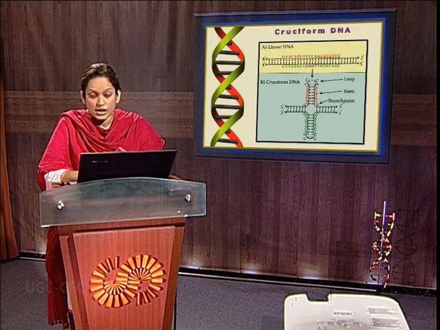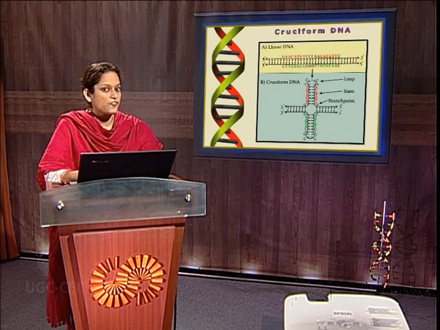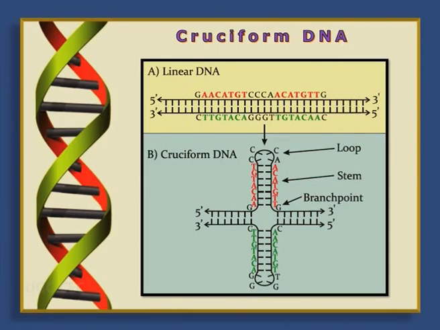Let's start with the cruciform DNA. The cruciform DNA, as you can see, is a cross-shaped structure. So it is when the DNA becomes cross-shaped in nature. Why is it formed? It is formed due to the presence of palindromic sequences. Now, what are palindromic sequences? Those are sequences of bases that read the same from the forward or the backward direction.